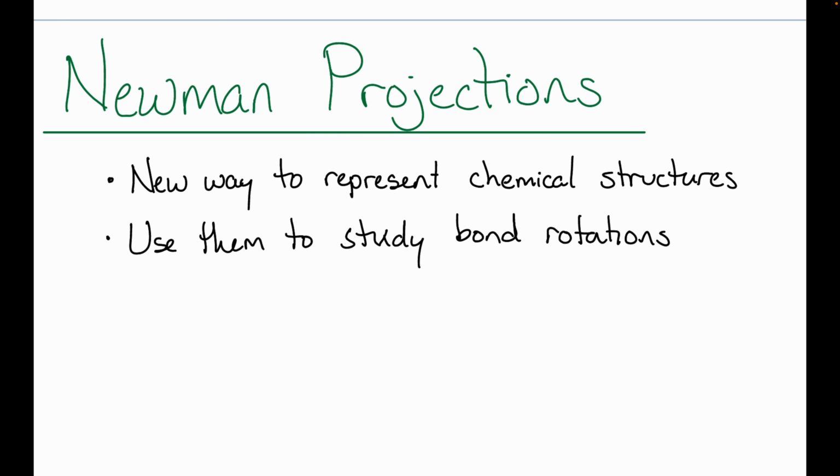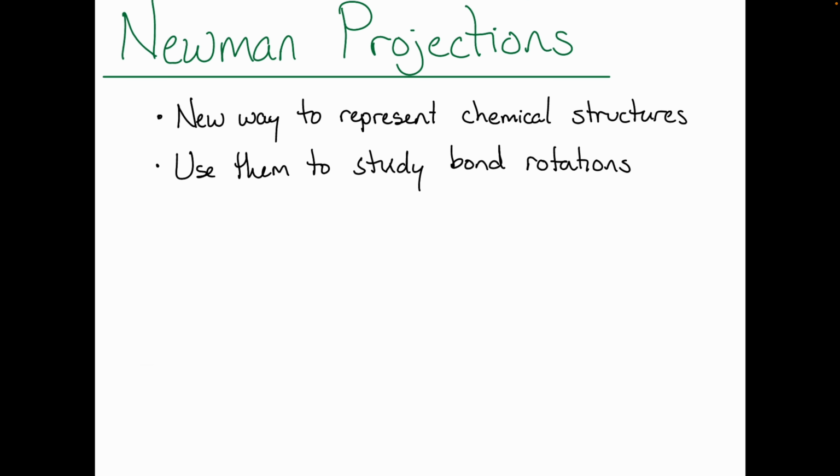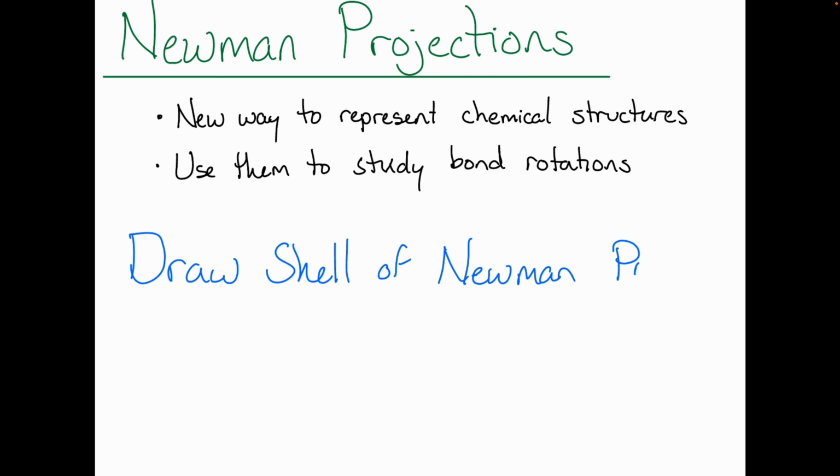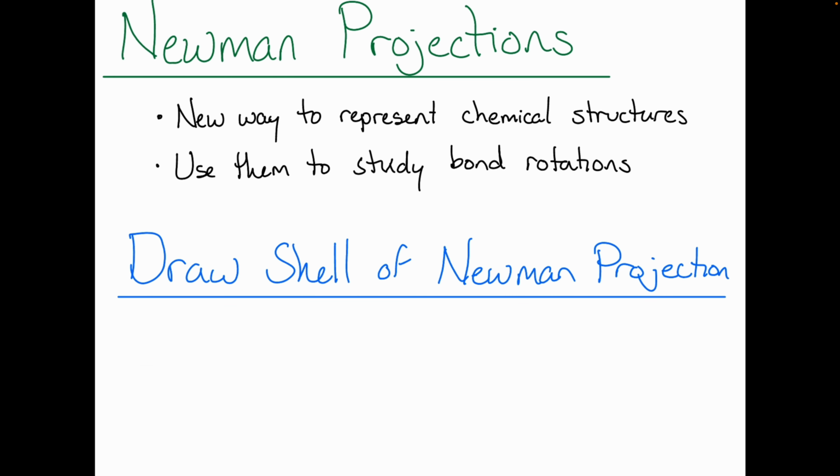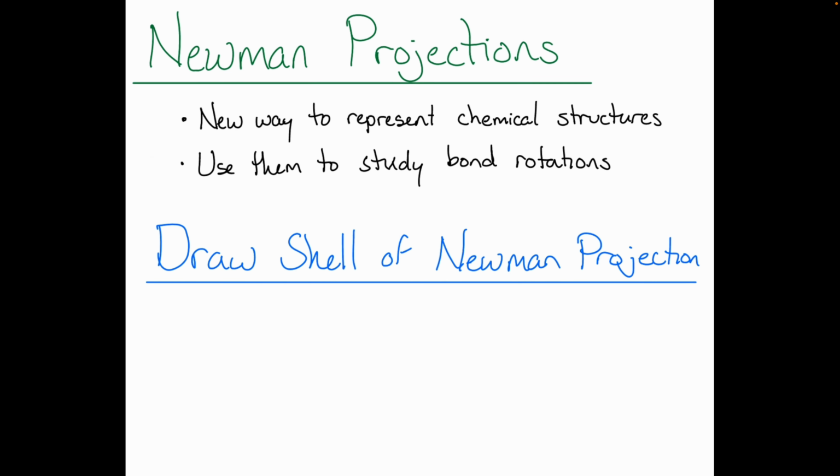All right, so first of all, our Newman projections all look the same to start out with. So how do we draw what I'm going to call the shell of our Newman projection? This is what's going to be the same for all your Newman projections, and you're going to decorate it differently depending on your specific molecule. All right, so let's get an example molecule here.